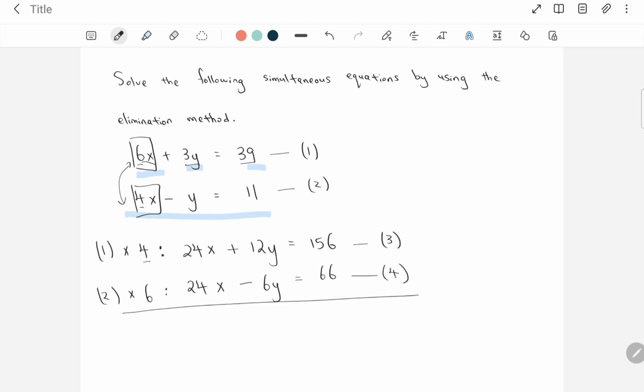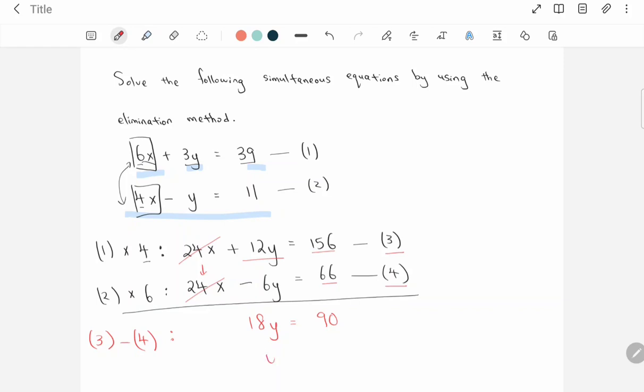Next, our plan here is to eliminate the 24x. So we write equation 3 minus equation 4. That means anything in equation 3, I need to minus it with equation 4. Over here you can see 24x minus 24x, we have nothing left over. Then we have 12y minus the negative 6y, which turns out to be 18y. And 156 minus 66, we get 90.